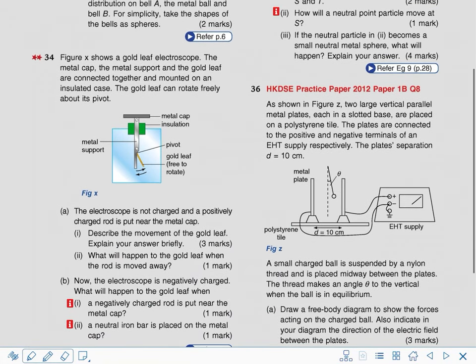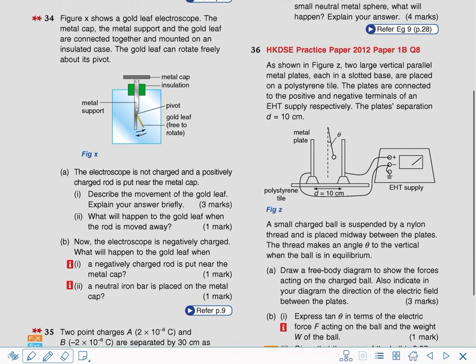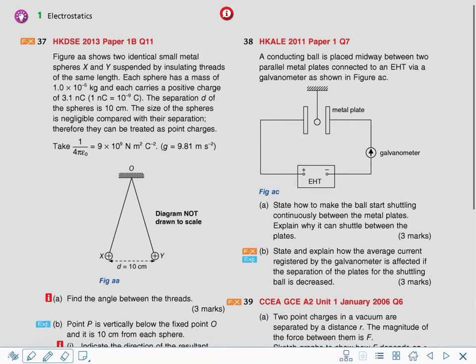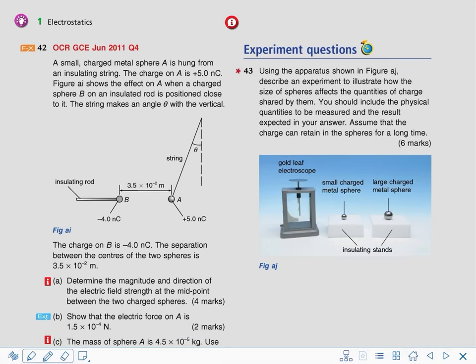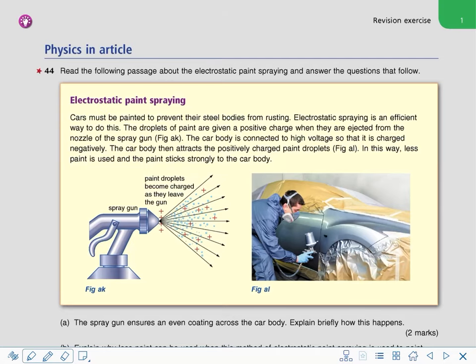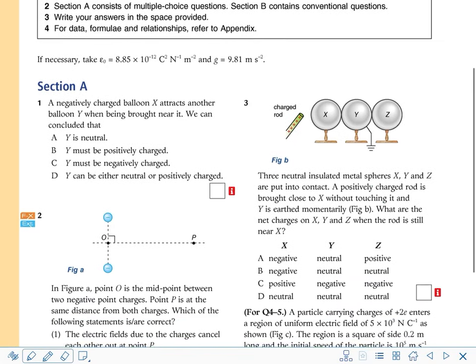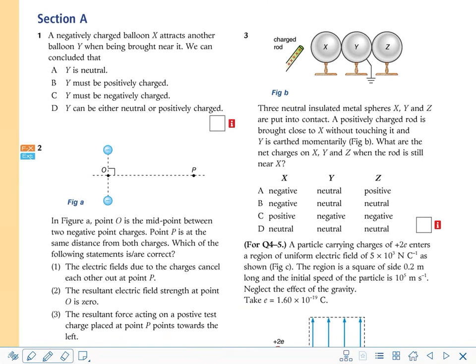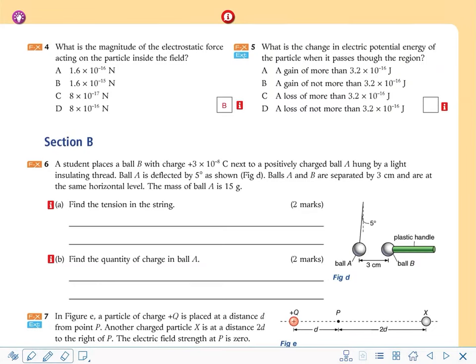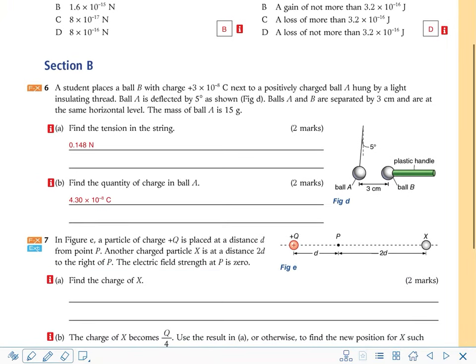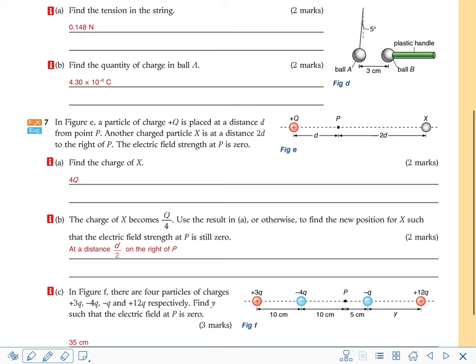Also, try DSE practice paper. You may find the answer from the textbook or also find the full solution in e-class. If you cannot find it, tell me. 37. That's all. Self-test here. Session A, MC. Session B, you can check the answer here.